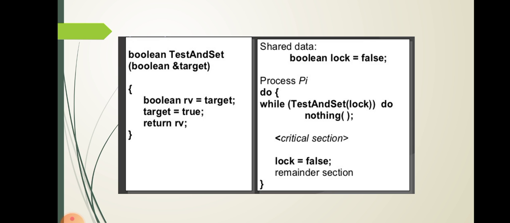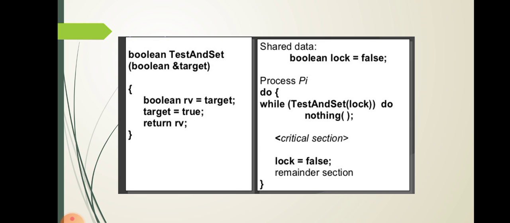Now I am setting the lock value to true, that is, target is nothing but the lock here. So now lock equals true, so lock has become 1, and we are going to return RV. What is the value of RV? It is 0. Initially we passed the value of lock as false to this boolean ampersand target, so we assigned that value to the variable RV. Now we return the old value of the lock variable, that is 0.